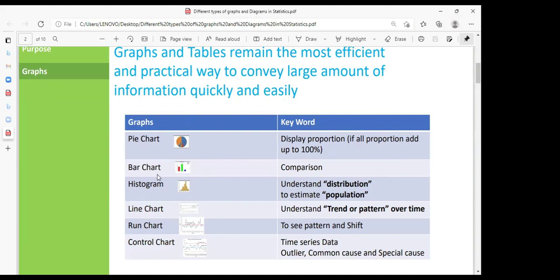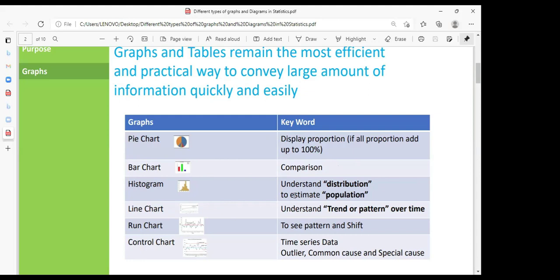Next, coming to the bar chart. The keyword for bar chart is comparison, where you can compare A with B or Mikku with Sikku. So that's how you have to compare in the bar chart. The keyword is comparison. Histograms are basically to understand distribution and to estimate a population. So basically the keyword is frequency distribution.